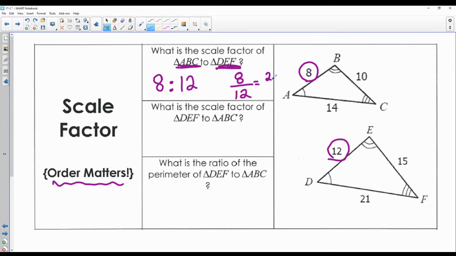8 divided by 4 is 2. 12 divided by 4 is 3. So our scale factor is 2/3. Or again, you could write it as 8 to 12 or 2 to 3. And those are perfectly fine too.